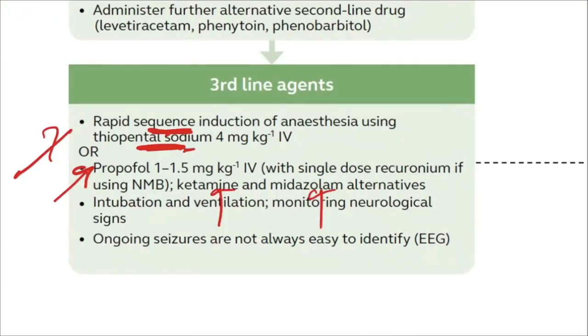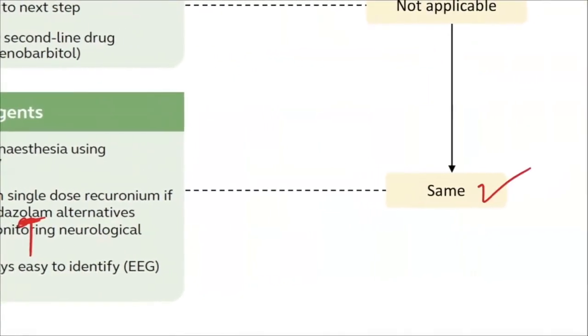Thiopental sodium is the best one. It is a barbiturate. It has an excellent anti-epileptic effect. That's why thiopental is preferred over propofol or ketamine or midazolam. If that is not given in the options, choose propofol. If that is not given in the options, choose ketamine. If that is also not given in the options, choose midazolam, in the same sequential order. The same thing holds good for adults also.